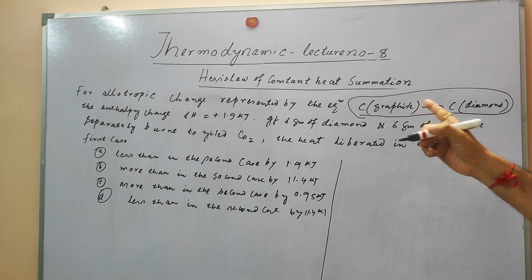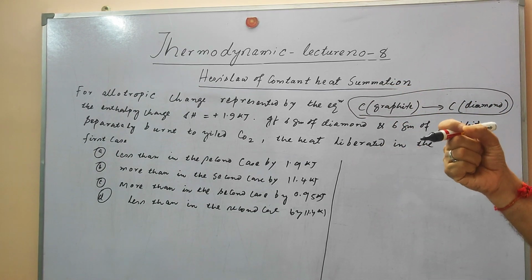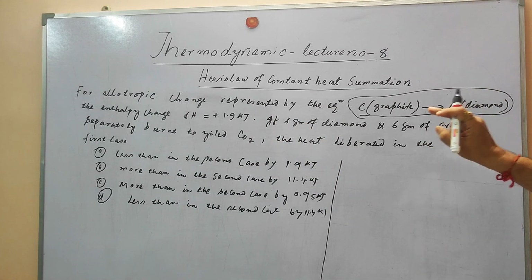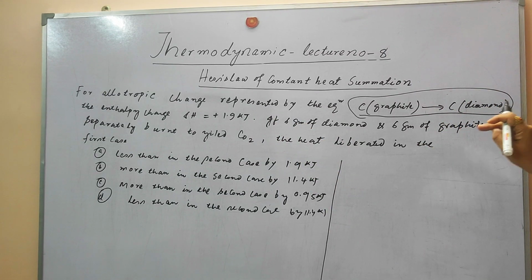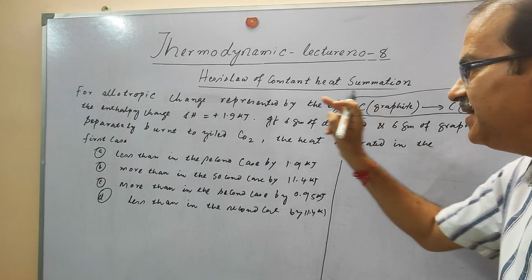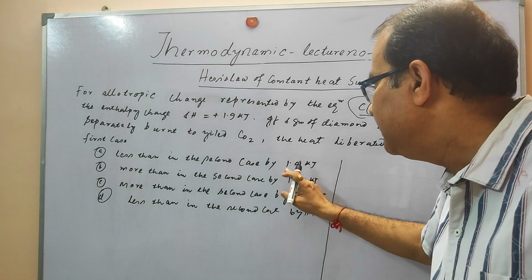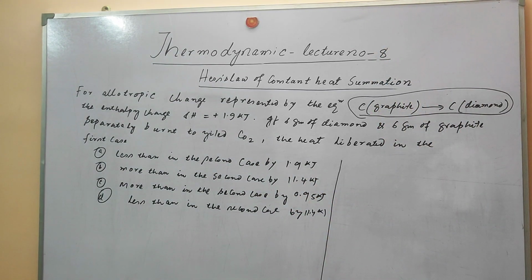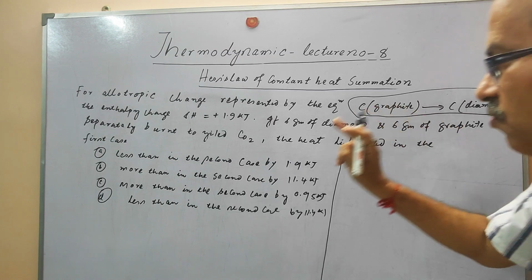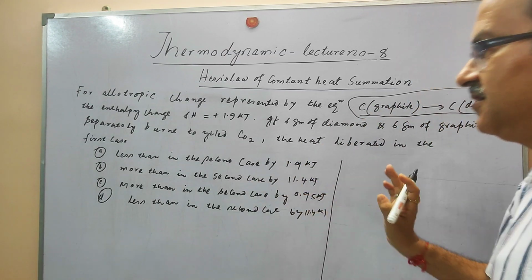The enthalpy change for this reaction is endothermic, with an absorption of energy of 1.9 kilojoule. If 6 gram of diamond and 6 gram of graphite are separately burned to yield CO2, the heat liberated in this case, there are 4 options: less than in the second case by 1.9 kilojoule, more than in the second case by 11.4 kilojoule, more than in the second case by 0.95 kilojoule, and less than in the list. There are 4 options.